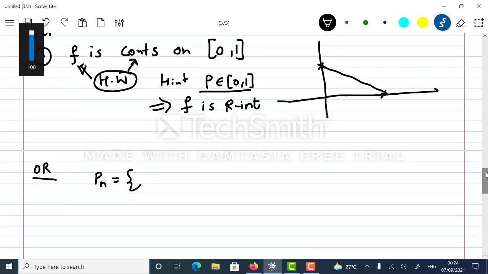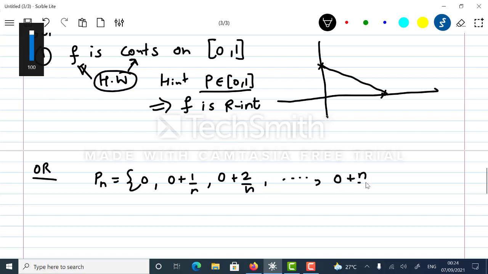So Pn on 0 to 1, the first point should be 0, then 0 plus 1 by n, 0 plus 2 by n, dot dot dot, 0 plus n by n, which is 1. So I just want to note something here.